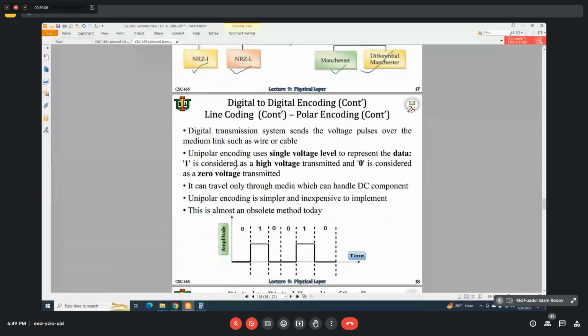In the unipolar case, the digital transmission system sends voltage pulses over medium links such as wire or cable. Unipolar encoding uses a single voltage level to represent the data. 1 is considered high voltage, and 0 is considered zero voltage transmitted. So if it is 1, there is a high voltage, and if it is 0, there is zero or neutral voltage. It can travel only through media which can handle a DC component.